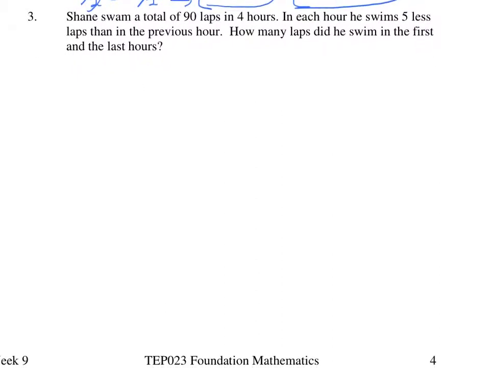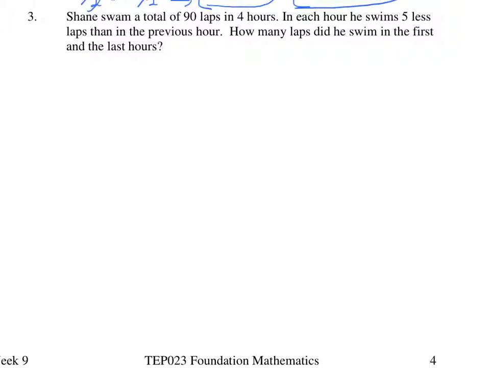Shane swam a total of 90 laps in 4 hours. In each hour, he swims 5 less laps than in the previous hour. How many laps did he swim in the first and the last hours? Okay, so let's have another look at it. Shane swam a total of 90 laps in 4 hours. In each hour, he swims 5 less than in the previous hour.